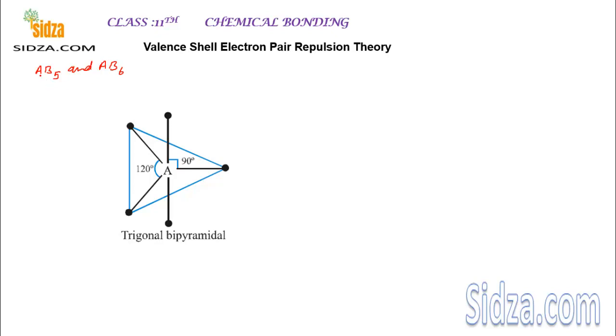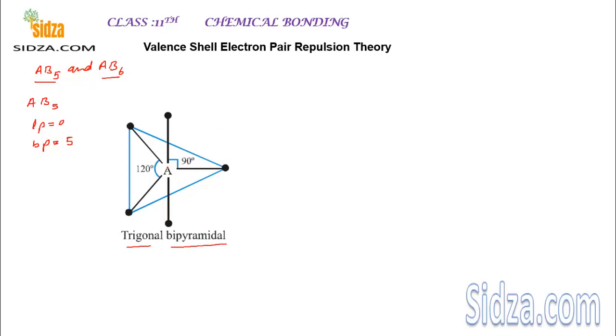That means there is a central atom A, and around the central atom A there are 5 B atoms or 6 atoms. So what will be the shape? First let's look at the AB5 type of molecule. So here we have only 5 bond pairs, 0 lone pair. Okay, that means around the central atom A we have 5 B atoms and we don't have a lone pair with the central atom A. So what will be the shape? Simply shape will be trigonal bipyramidal.